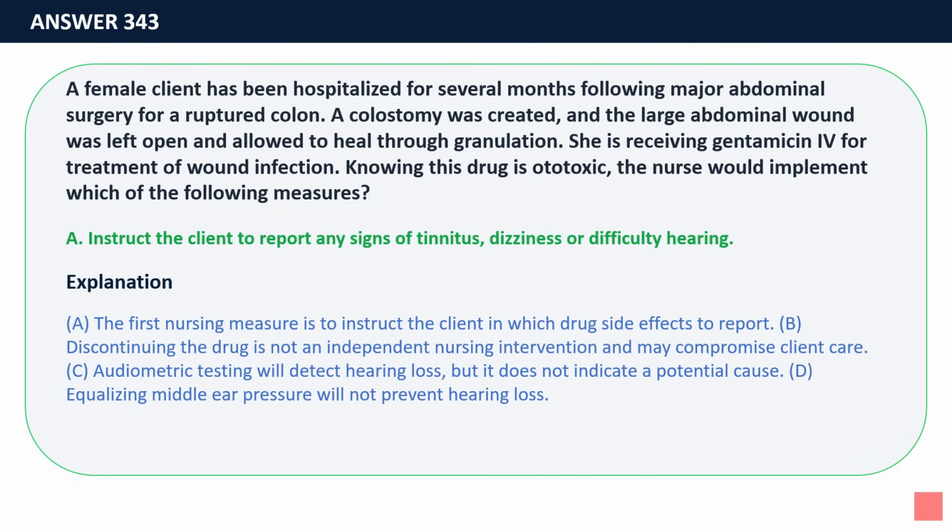Answer: A. Instruct the client to report any signs of tinnitus, dizziness, or difficulty hearing. Explanation: A. The first nursing measure is to instruct the client in which drug side effects to report. B. Discontinuing the drug is not an independent nursing intervention and may compromise client care. C. Audiometric testing will detect hearing loss, but it does not indicate a potential cause. D. Equalizing middle ear pressure will not prevent hearing loss.